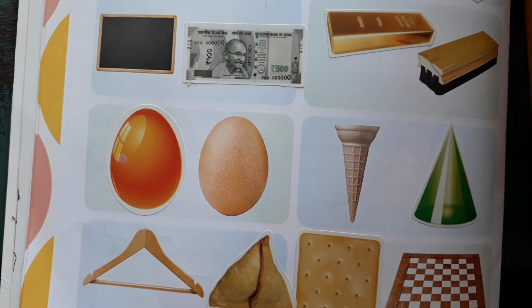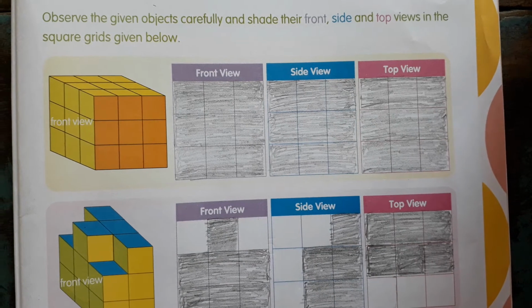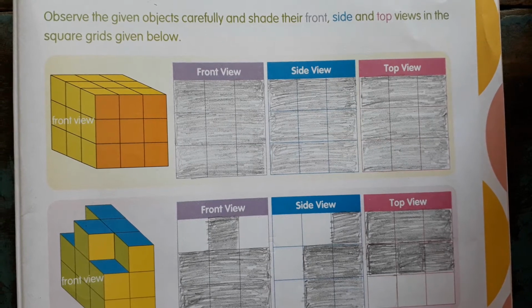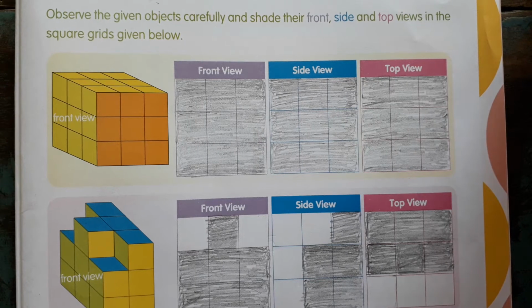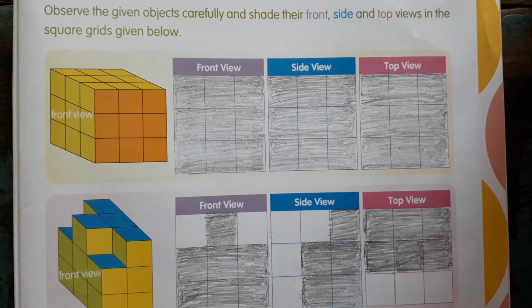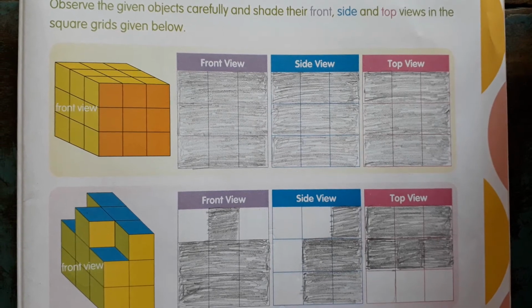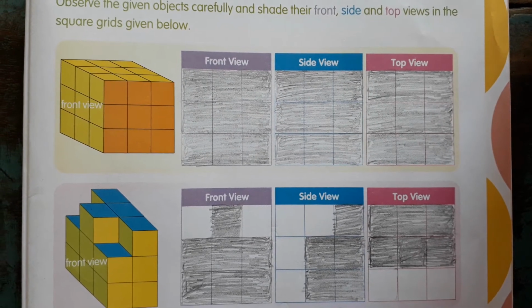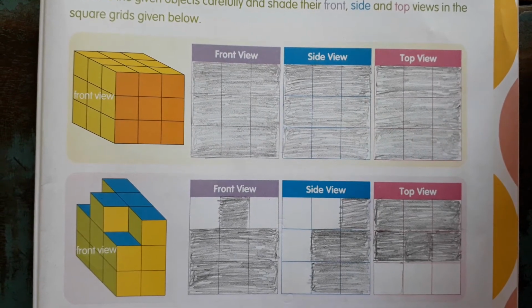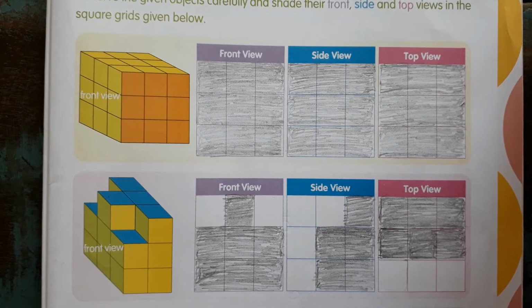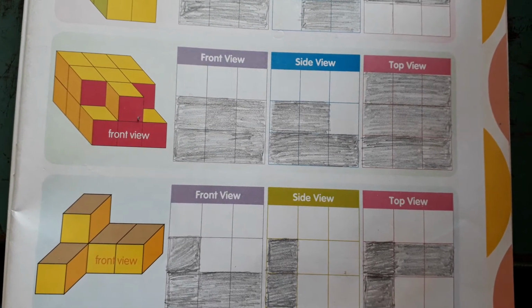Okay. Now come to the next page. Observe the given objects carefully and shade their front, side and top views in the square grids given below. Here are some pictures, children. You have to draw or shade the views of those objects. I have already done it here. You also do like this, children. Shade with the pencil carefully, children.